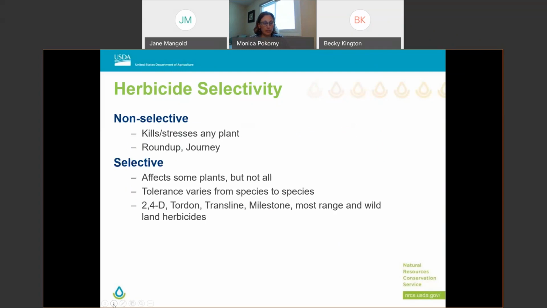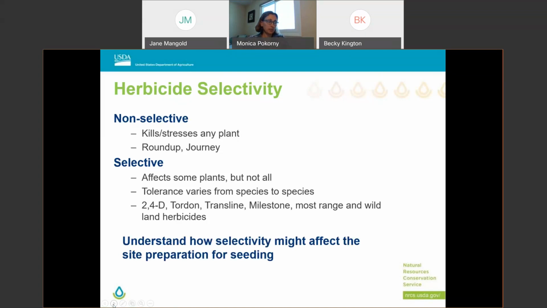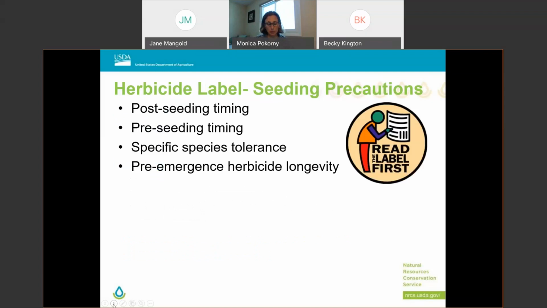And then the selective herbicides are ones that will affect some of the plants, but not all of them. The tolerance is really going to vary from species to species. And some common herbicides you might be using are 2,4-D, Tordon, Milestone. But one thing that's really important is to understand how the selectivity is going to affect your site preparation for your seeding. And that's where being really familiar with your herbicide label and the precautions on it are going to be really important for seeding.